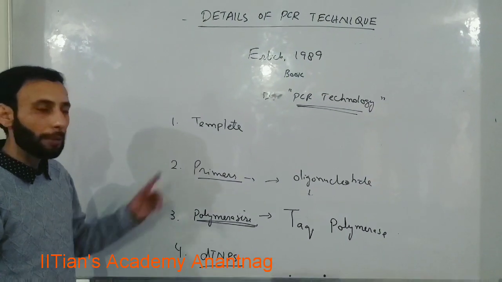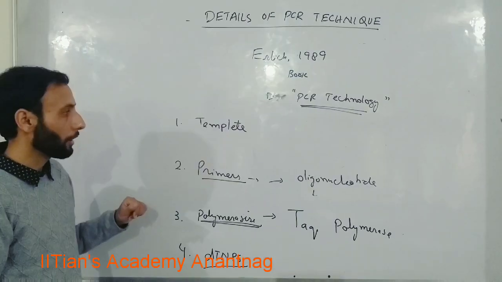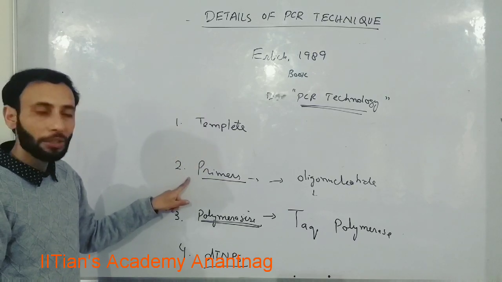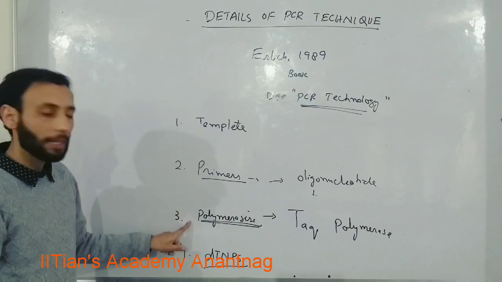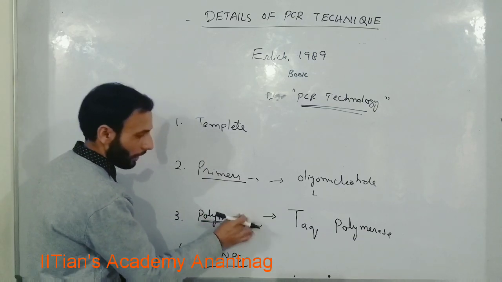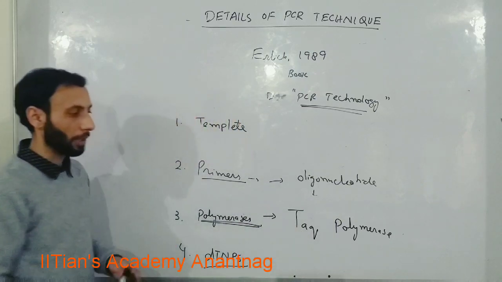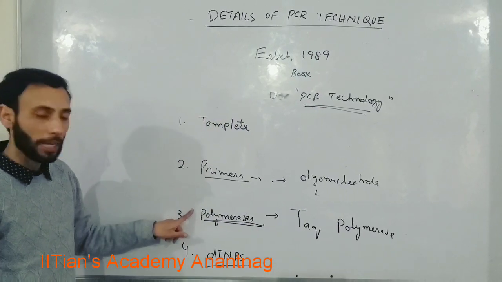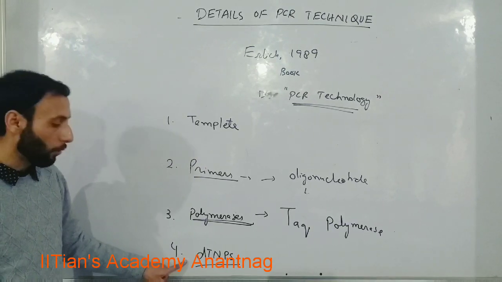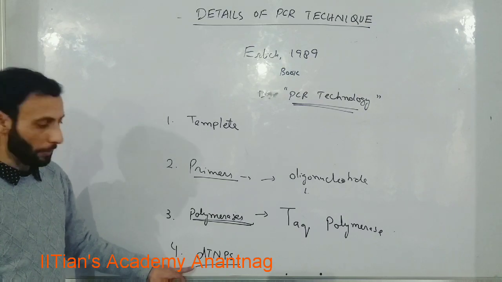So I will recapitulate what we require for PCR, or polymerase chain reaction. We require template DNA, we require primers, we require polymerases, and of these different types of polymerases we usually make use of Taq polymerase. Apart from Taq polymerase, we have other polymerases as well. And the fourth requirement is that we should have the four types of deoxynucleotide triphosphates.